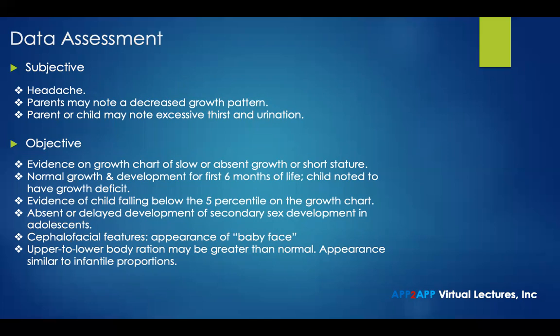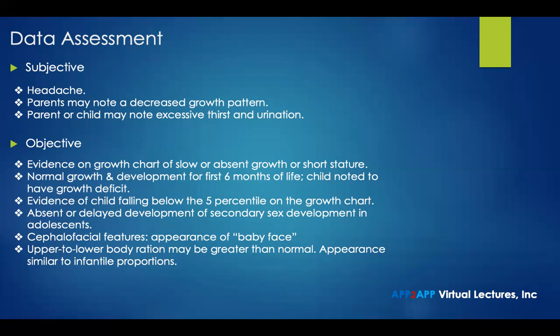And then what happens is the child then is noted to have a growth deficit. There is evidence of the child falling below the 5th percentile on the growth chart. And if this goes unrecognized, there may be absent or delayed development of secondary sex development in adolescence.